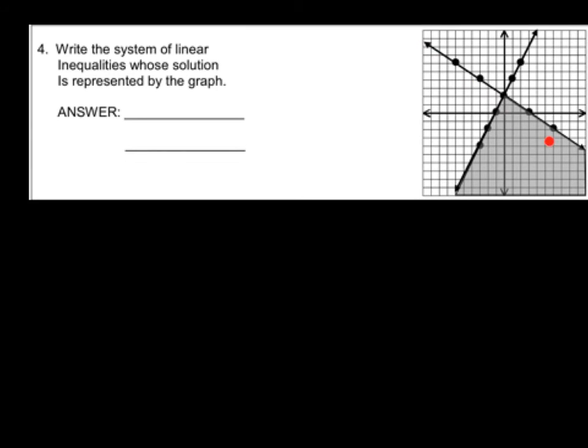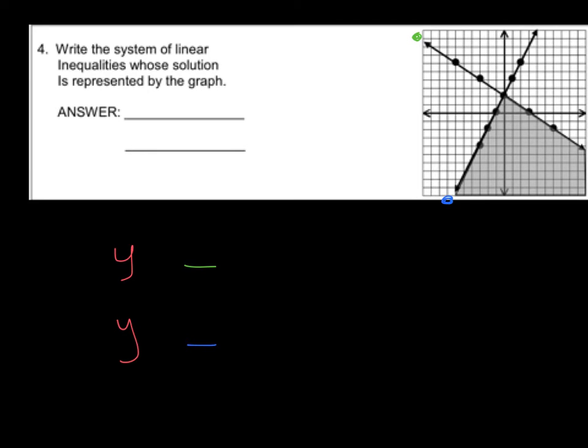So I notice that both of these lines are solid lines, so I know that I'm looking at either greater than or equal to or less than or equal to. I'm going to use this line as green, so I know I'm going to have my equal to, and I'm going to use this line as blue, so I know it's going to have equal to, and I start out with y over here by itself. Now here's the part that can sometimes be tricky.